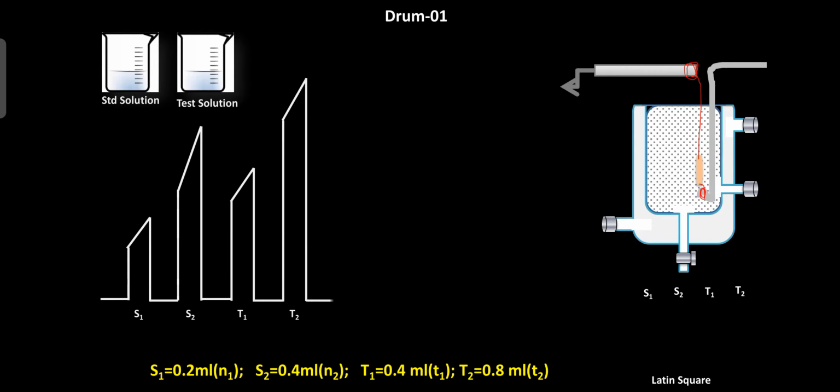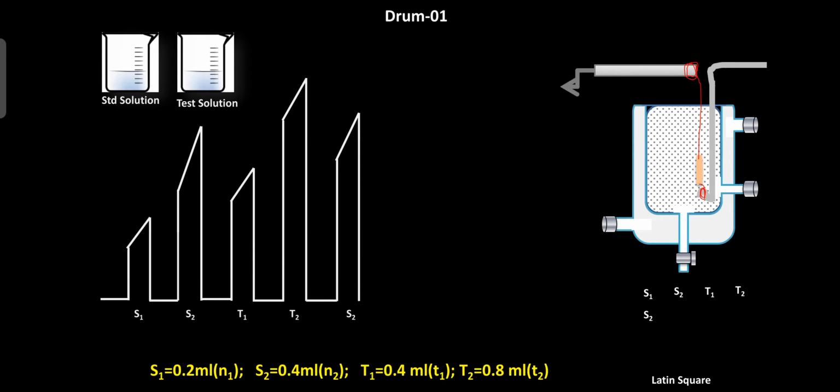So after that, to record the responses due to the second set of row according to Latin square, start with the S2, add 0.4 ml of S2 or standard solution and record responses due to additions of 0.4 ml of standard solution for 30 seconds. After 30 seconds, stop the drum and change the Ringer solution.